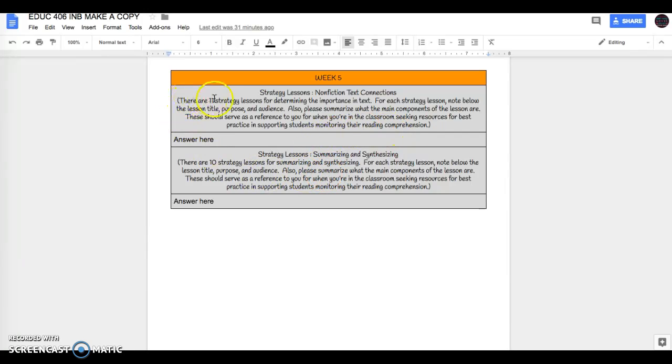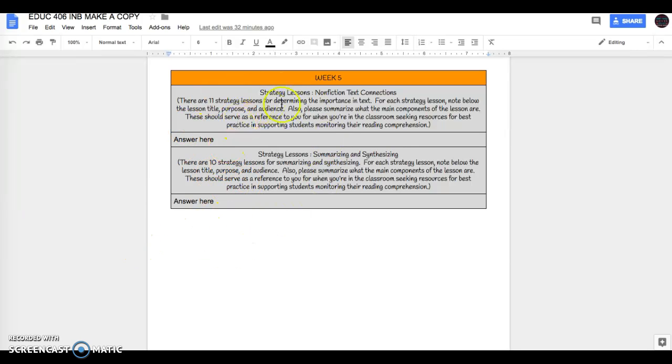So you're going to, again, with the 11 strategy lessons about nonfiction text connections, list what those lessons are, and a main idea summary of those lessons will follow. And then for summarizing and synthesizing, you're doing the same thing with those 10 strategy lessons. So make this something that works for you. Make it something that you can refer back to when you're looking for nonfiction text connection reading comprehension activities. This can be something you go back to. The same for summarizing and synthesizing.